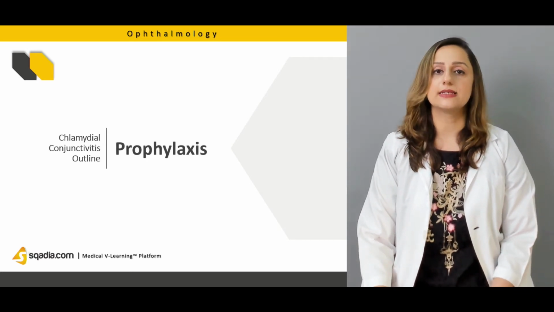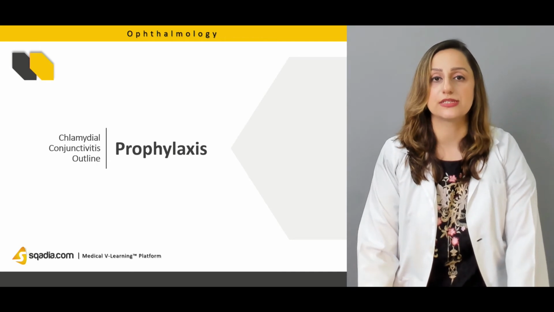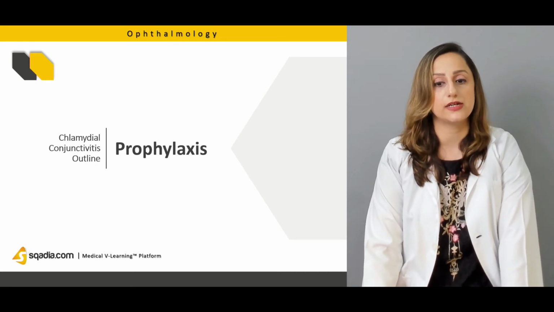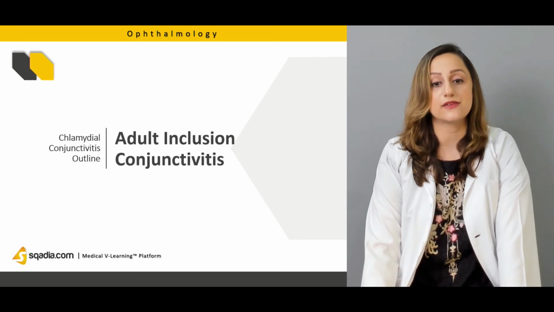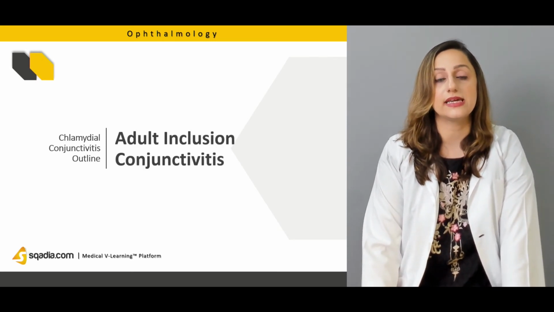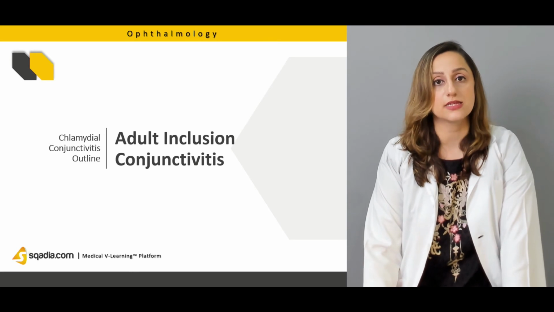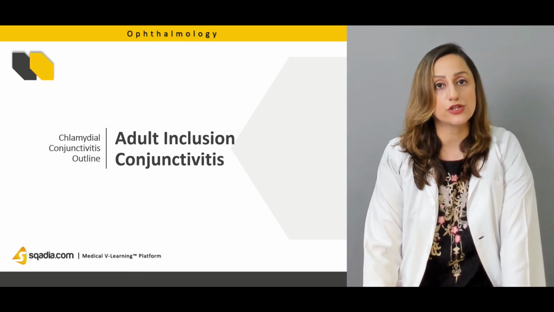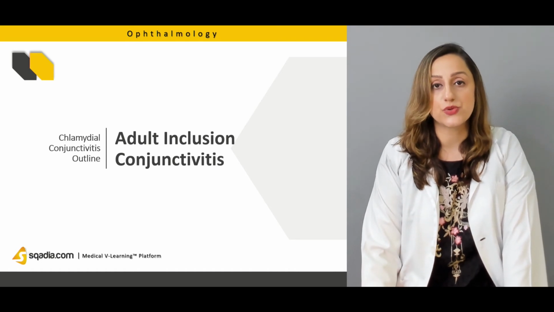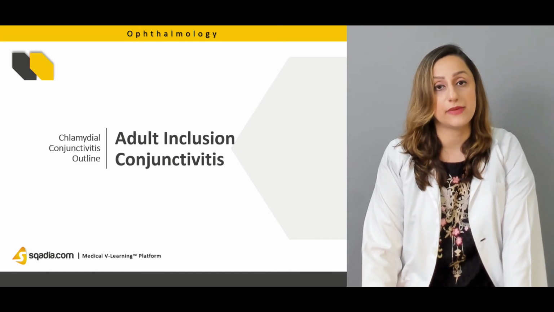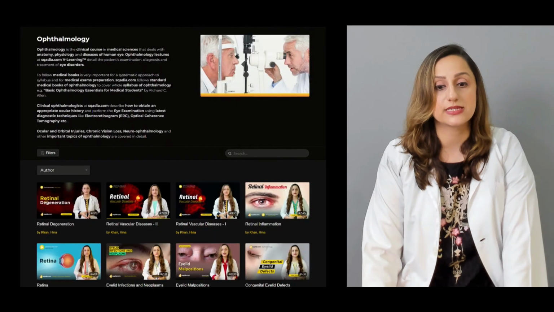The prophylaxis of such chlamydial conjunctivitis can be discussed over here, and how we can prevent such diseases. And finally, we'll be discussing adult inclusion conjunctivitis, which is a very important variant, basically developing due to the strains D to K of Chlamydia trachomatis. That would be discussed over here.